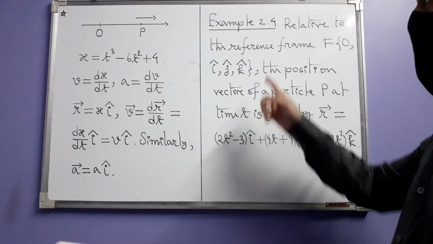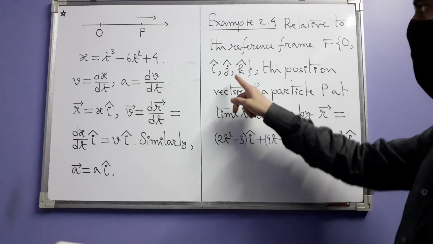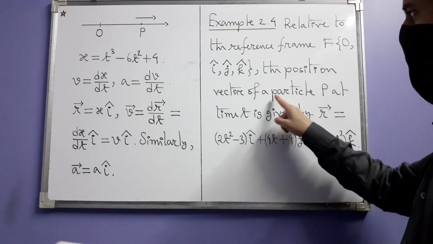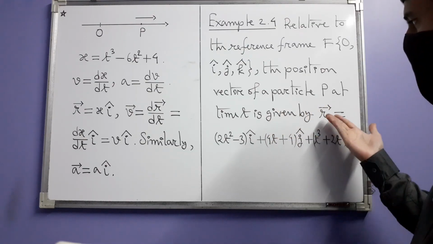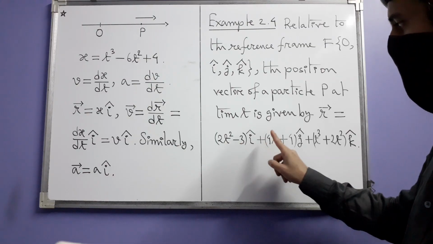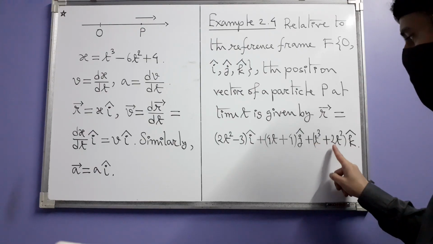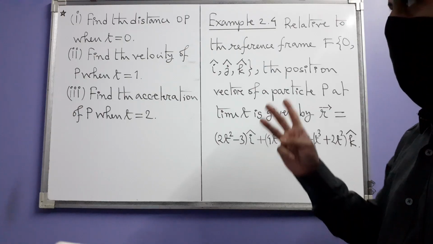Next we have this example 2.4. Relative to some reference frame FOIJK, the position vector of a particle P at time t is given by this. Vector r is (2t squared minus 3) i hat plus (4t plus 4) j hat plus (t cubed plus 2t squared) k hat. We then have to find three things.